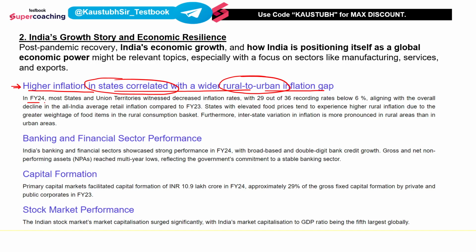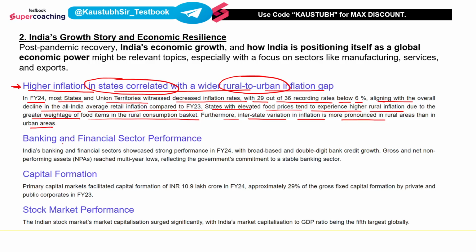these points. In financial year 24, most states and union territories witnessed decreased inflation rates, with 29 out of 36 recording rates below 6%, aligning with the overall decline in the all India average retail inflation compared to 23 financial year. States with elevated food price tend to experience higher rural inflation due to greater weightage of food items in the rural consumption market. Furthermore, interstate variation in inflation is more pronounced in rural areas than in the urban areas.